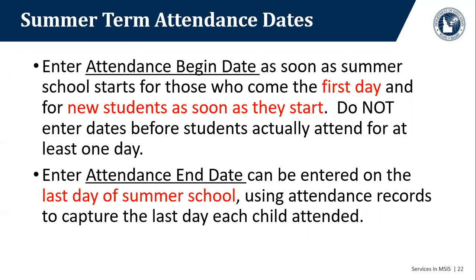And then for your attendance end date, you can enter that on the last day of summer school using the attendance records to capture the last day each child attended. I would not put in the child's end date even if they move away mid-summer school until the last day, because as we know, our families are highly mobile and they could leave and say, we won't be back until August. And then they go to the place they were going to go, and whatever work they had lined up falls through and they come right back. And now the student's back in summer school and you've got a date that's kind of an issue. So I would leave the end dates blank until the last day of summer school.